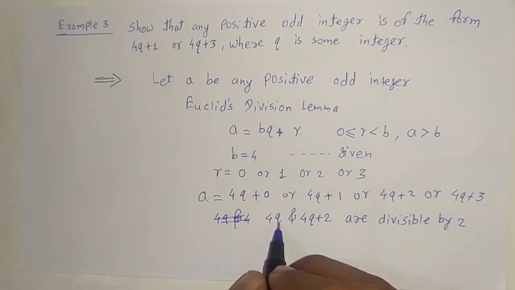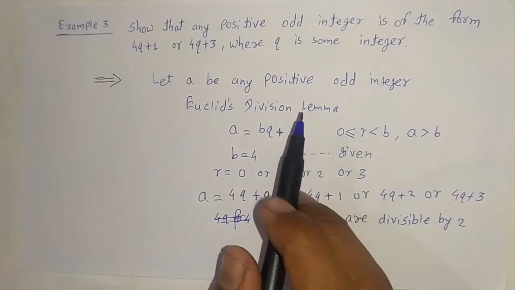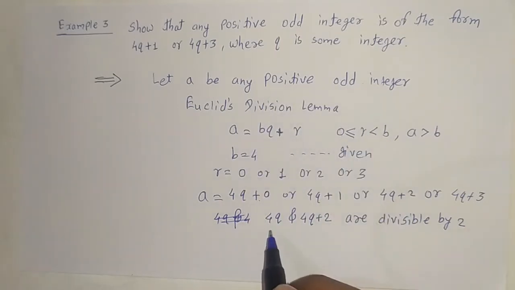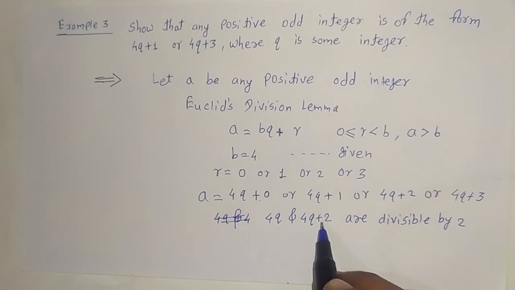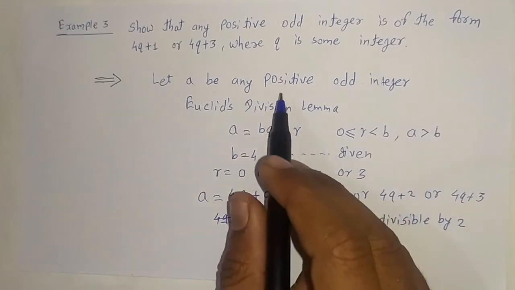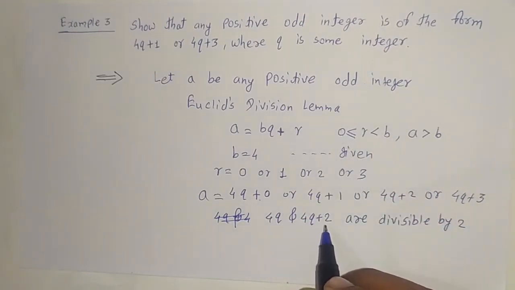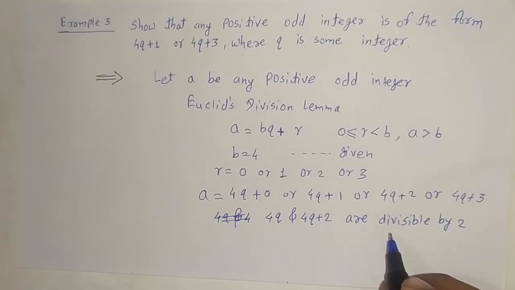If we multiply any number by 4, then it will be an even integer. So that is not our requirement. We need a positive odd integer. So 4q, if we multiply 4 by 3, then it will be 12. It is again an even number. If we add plus 2, then it will be 14. Then again it is an even number. So our requirement is it has to be a positive odd integer. So 4q and 4q plus 2, these are the forms which will always give you an even number.